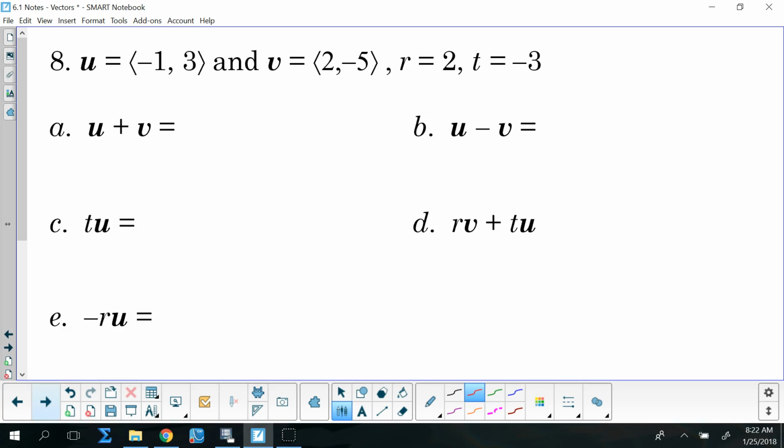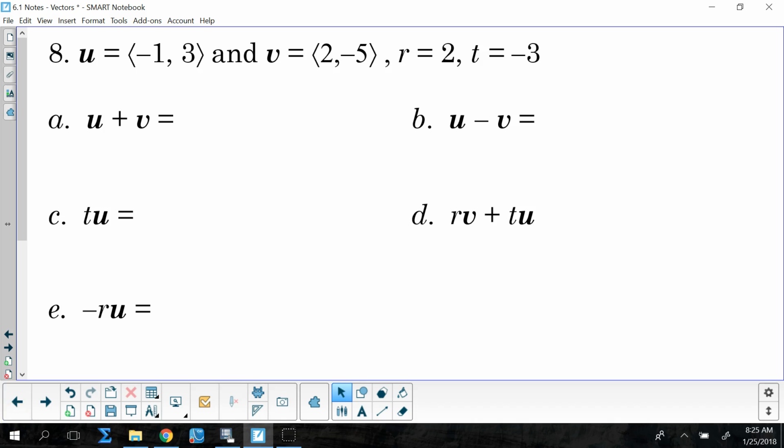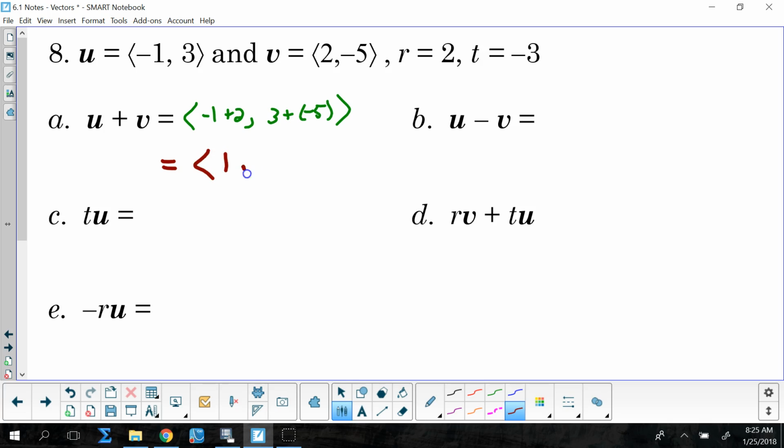So, on your sheet there, we've got U, V, R, and T. I would like you to answer me those 5 questions. Alrighty then. So, U plus V would be negative 1 plus 2 and 3 plus negative 5, which would give me the vector 1 comma negative 2. Concur. Do we have an accord? Yes. Okay, that's a good thing.